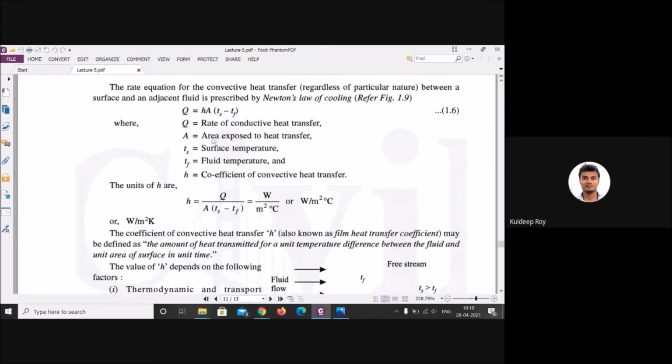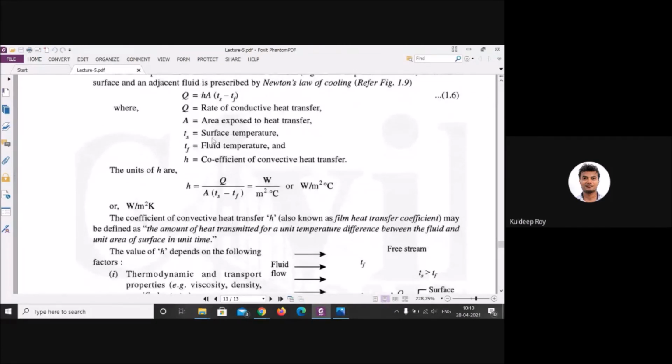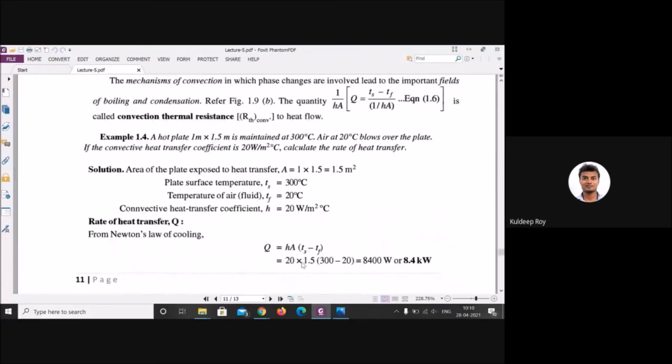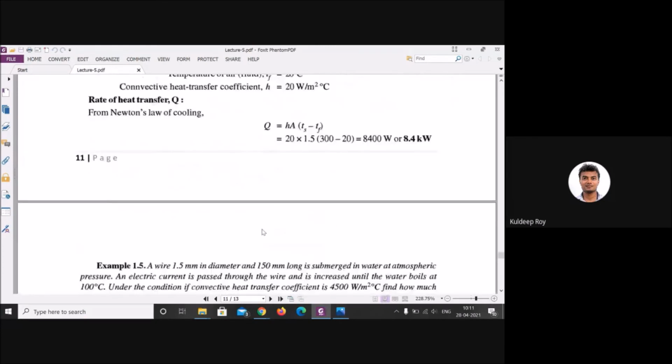What you have to do? You have to just put in all these values: 20 multiplied by 1.15. This is your area. Clearly mention the area, the hot plate area, and Ts minus Tf. Now you have got the answer. Very simple.